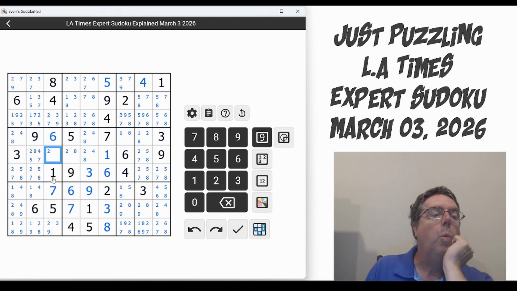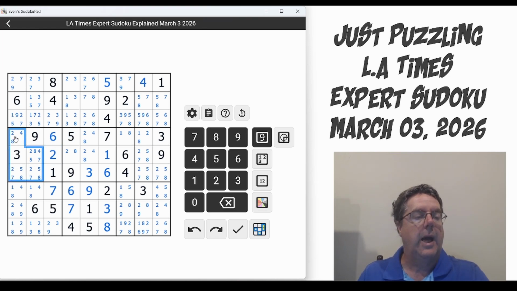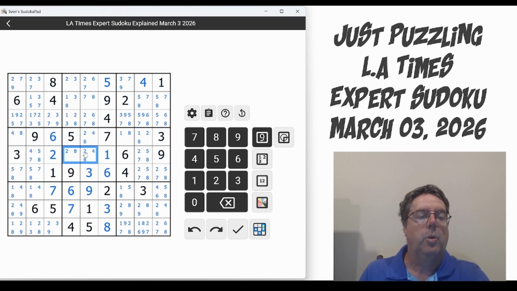Let's test it. 1, 2 got to be there. 3, 4, 5, 6, 7, 8, 9. So that's definitely a 2 there. That means that these can't be a 2, which I've got rid of. 2 comes across here, so these can't be a 2 here. That leaves this as a 2 up here.